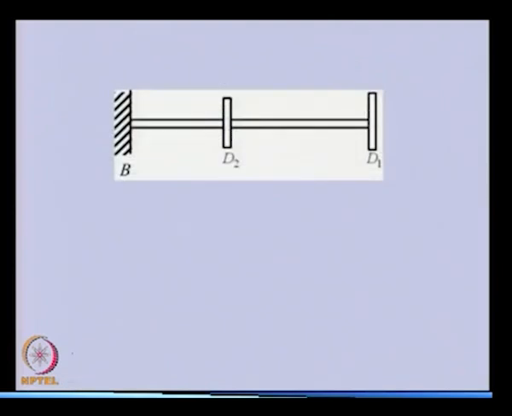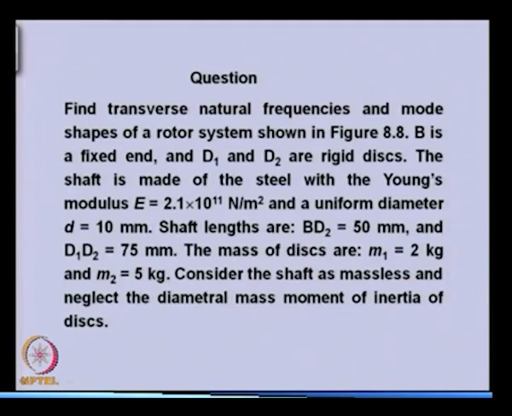So, we have a rotor system like this in which we have two disks. The mass of the shaft we are not considering, and we are considering that the disk is having mainly the up and down linear motion. Tilting motion we are ignoring. Various properties of the shaft and disk locations are given here, like the diameter of the shaft and the disk geometries. The mass of the first disk is 2 kg and the second is 5 kg, and the diametral mass moment of inertia of the disk we are ignoring.